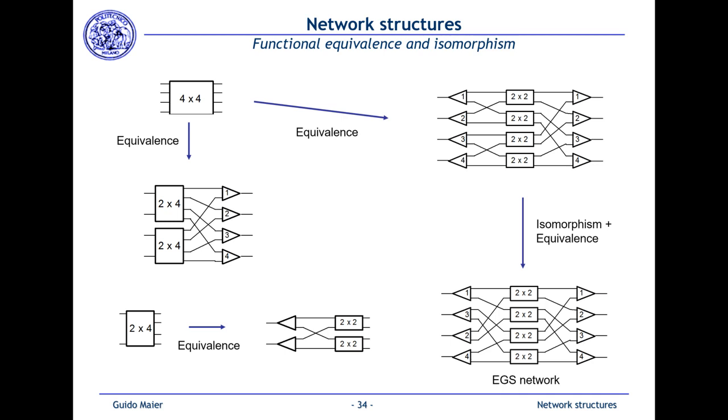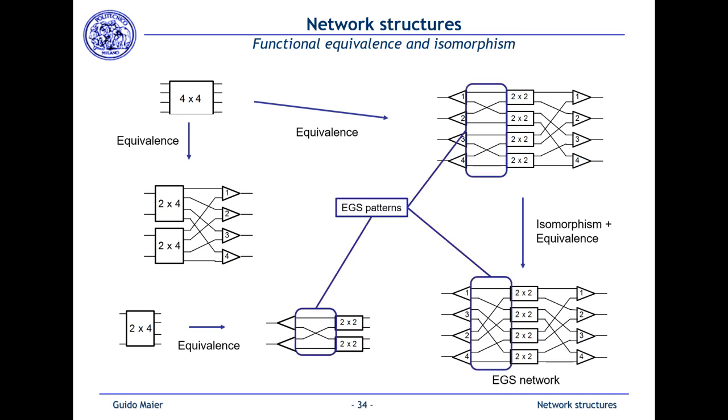Okay. EGS networks are characterized by three stages. The central stage is made by 2x2 switching elements, and the two interconnection patterns can be described by the EGS formulation that we have seen previously. So this EGS network is another possible implementation of the strictly non-blocking N by N network. So we have another implementation that is equivalent to the crossbar, but with an extra stage, an intermediate stage. And here, in this case, the intermediate stage is made by 2x2 switching elements, but we can generalize this.